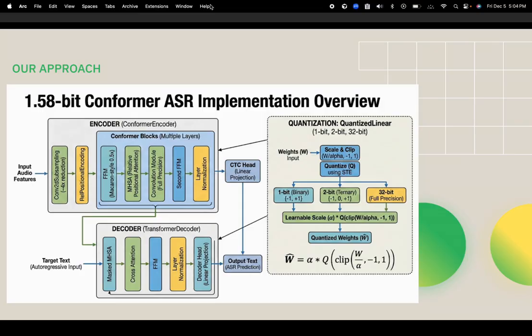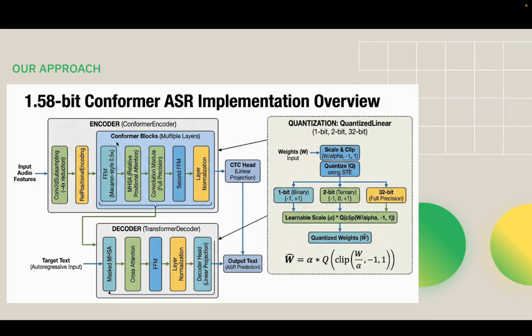Finally, our methodology looks as follows. We have an encoder with the quantized blocks. You can see on the right how quantization works. It's literally a quantization function where we clip the values between 0, -1, and 1 using W by alpha. There you can see 1-bit, 2-bit, and a stochastic precision model, and we will talk about this in the next slide.